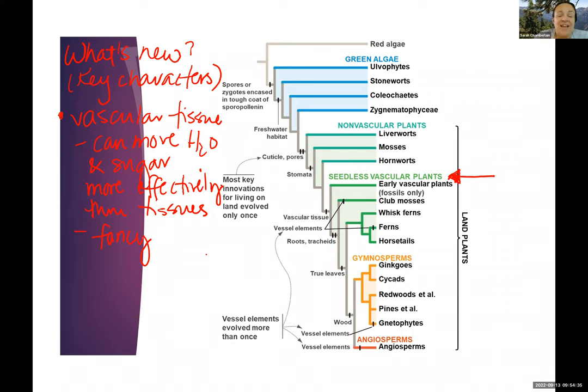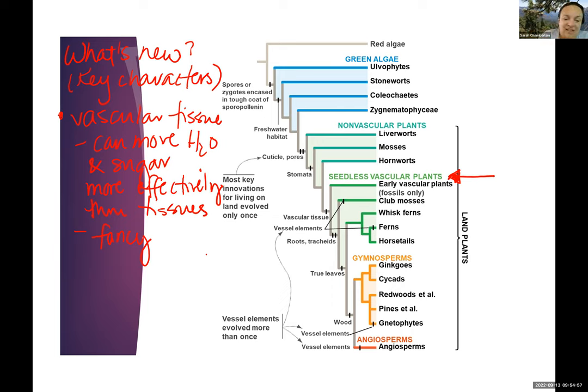So convergence happens when there is some sort of characteristic that is so useful that it evolves in different groups, right? Completely independently, right? That indicates that it's like, oh, this thing must be really good if it evolved separately more than one time, right? And it's super useful, okay?